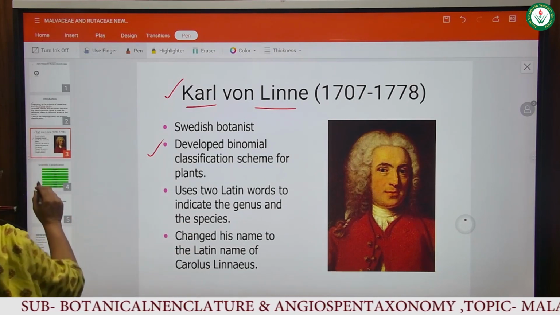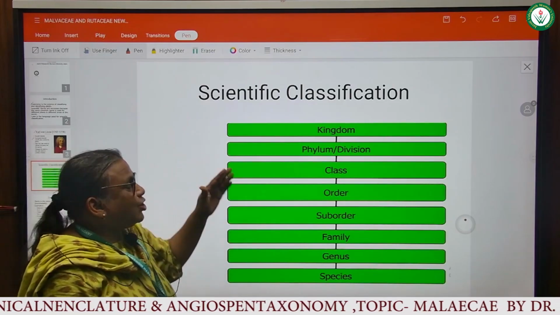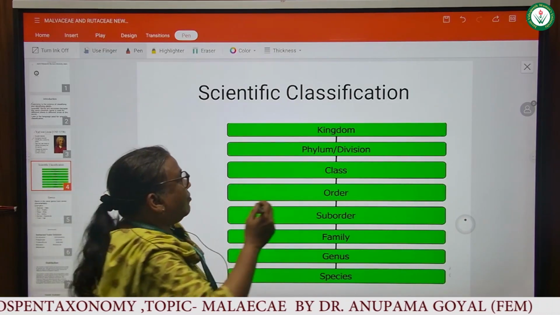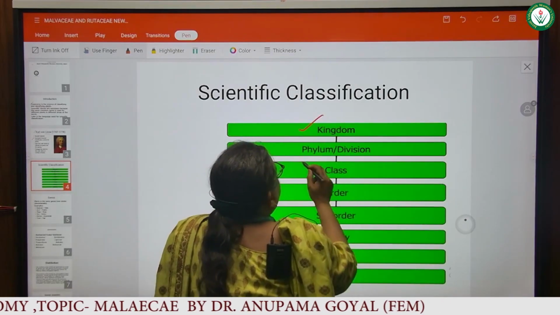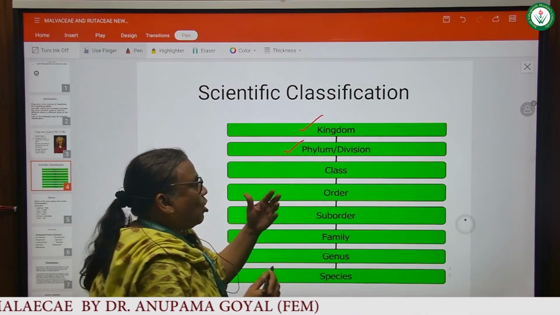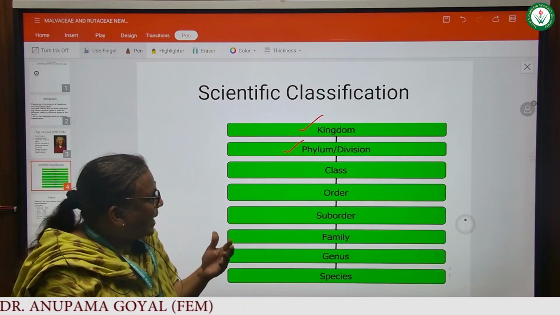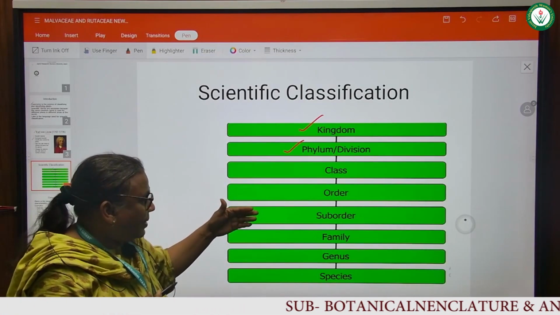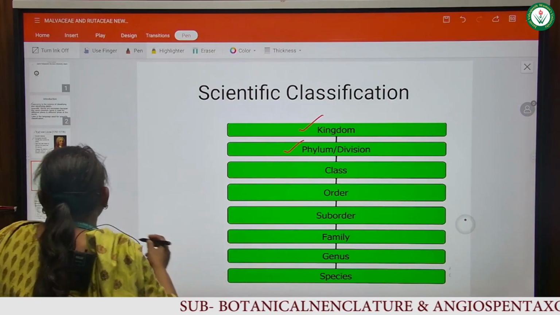Now you see the scientific classification. So what is the scientific classification of plants? First of all, the kingdom. Second, in which phylum or division the plant has been placed. What is the class? Then order, suborder, family, genus and species.